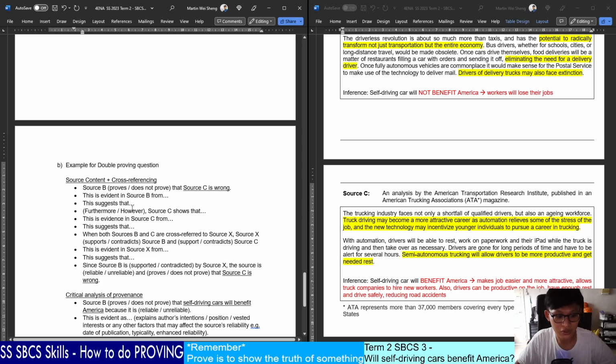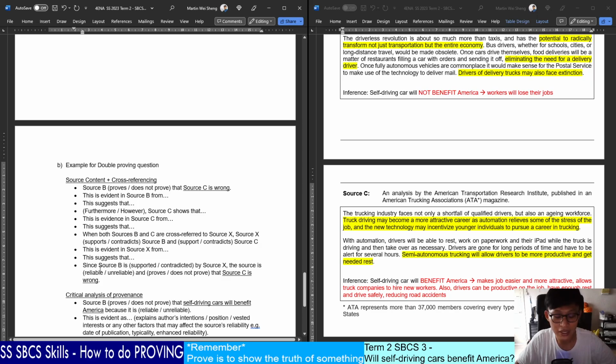Then you'll talk about source C, so you'll say furthermore. Furthermore is to add ideas. So if C and B are supporting each other, you say furthermore, source C shows that. However, if they contradict each other, you say however, source C shows that. Then you show the contradiction. Then you say this is evidence from C, this suggests that.